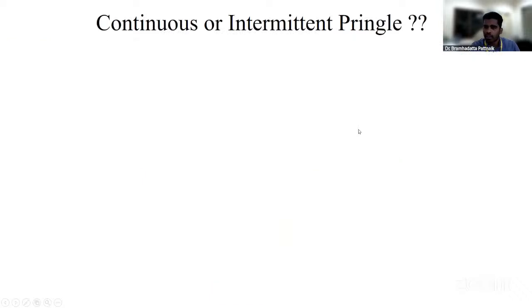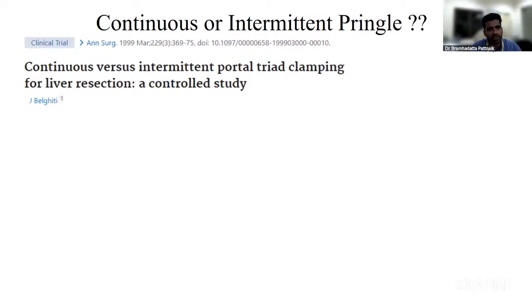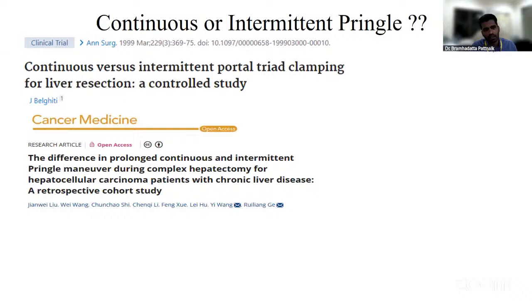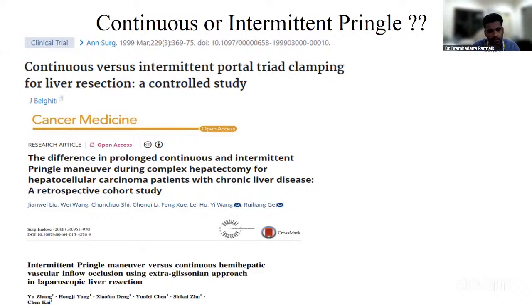So there are some areas which are not yet sorted out, but the first one is the continuous or intermittent Pringle. There is so much literature published, and it mostly depends upon the individual surgeon. Belghiti published way back in 1999, again in Annals of Surgery, and subsequently there is so much literature published on intermittent versus continuous Pringle, and almost the majority of them, I won't say all of them, tell that both are the same. You can do whatever you want. It all depends on the surgeon.